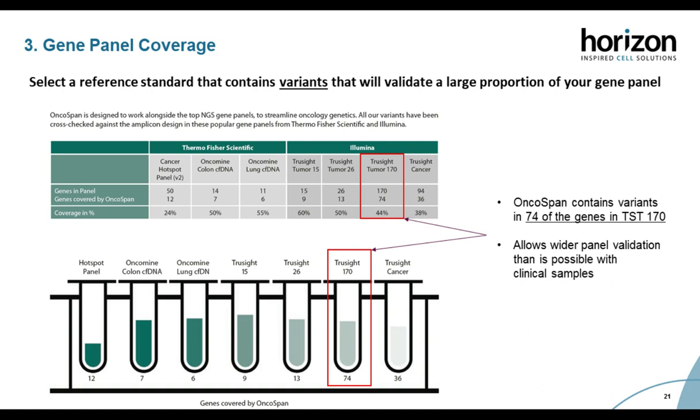This allows wider panel validation than is possible with most clinical samples, which may only contain a couple of variants in a handful of genes. By using OncoSpan, you're able to validate a much larger proportion of your gene panel in a more efficient manner.